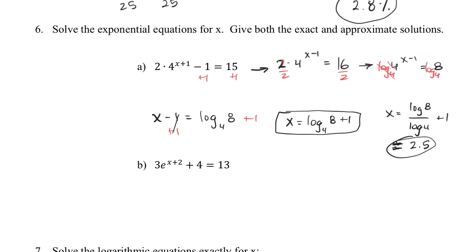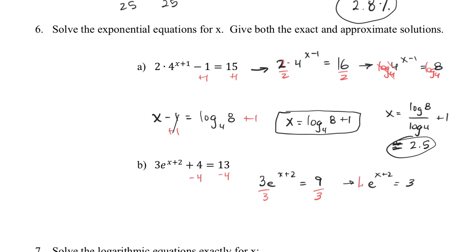Okay, part B, we need to get e to the x plus 2. We need to get this term all by itself so that we can use natural log. So we need to get rid of the plus 4 and then get rid of the 3. So first step is to subtract 4. So that's 3 times base e to x plus 2 equals 9. Now divide by 3. And we get e to the power of x plus 2 is equal to 3.